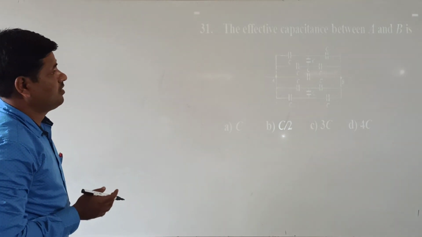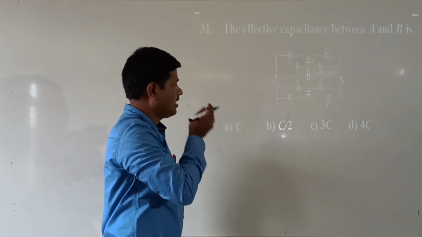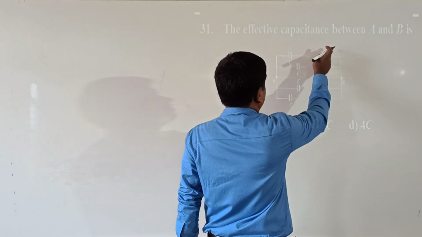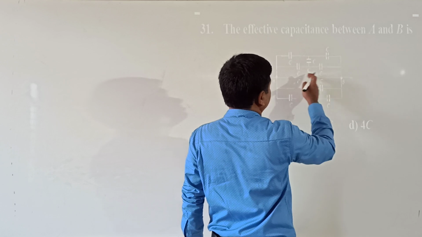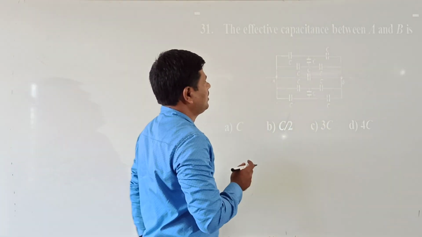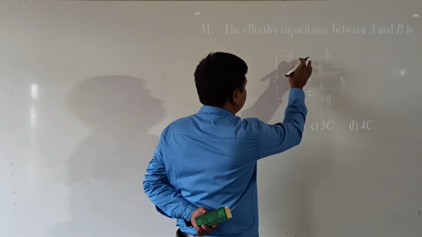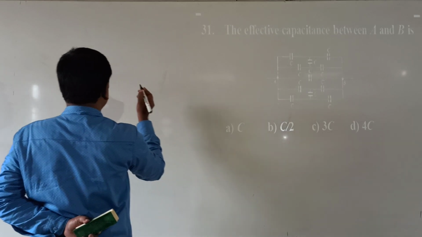Now find the effective capacitance between A and B. See here in this question, this first part we have to see. This is like a Wheatstone bridge. For the upper part and the lower part, both are Wheatstone bridges. Wheatstone bridge means, now it can satisfy or not.